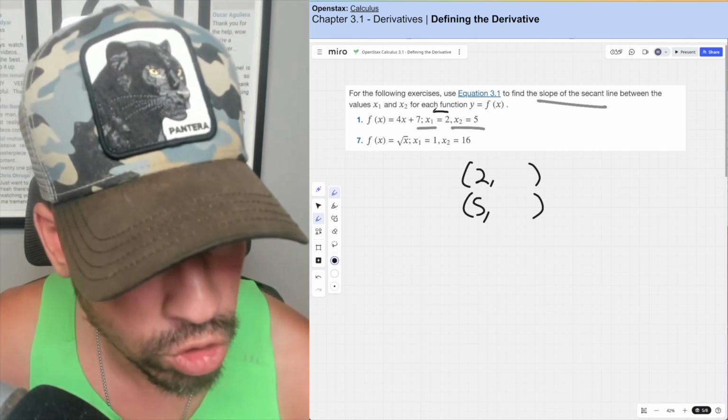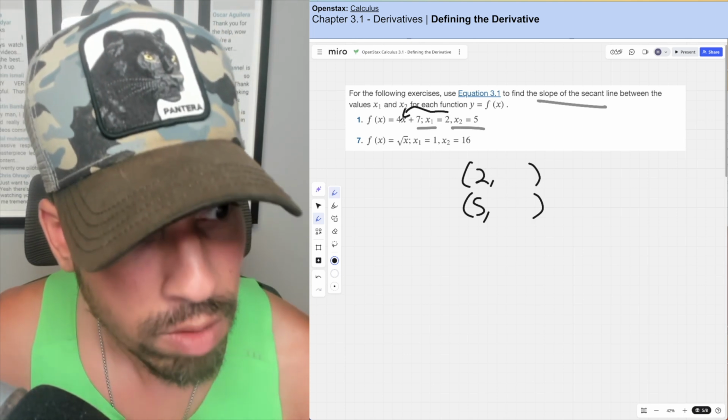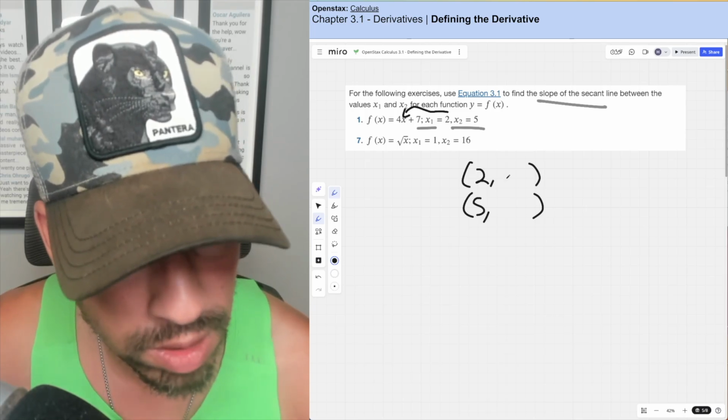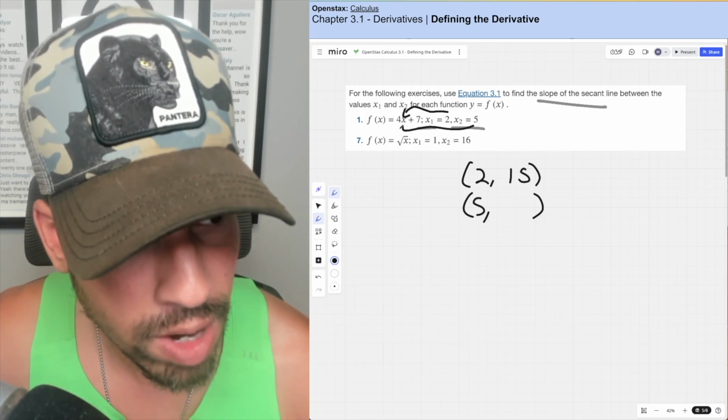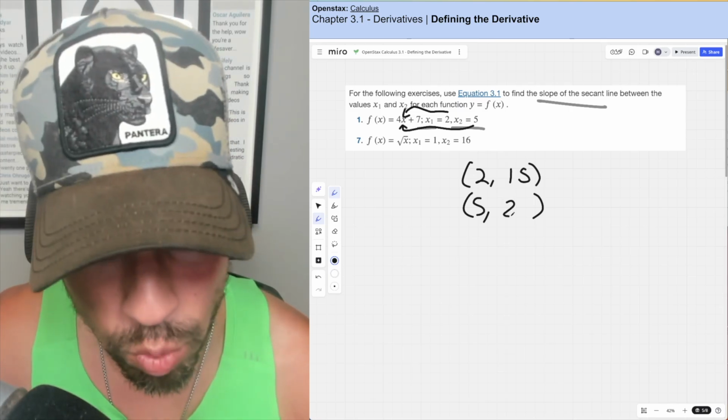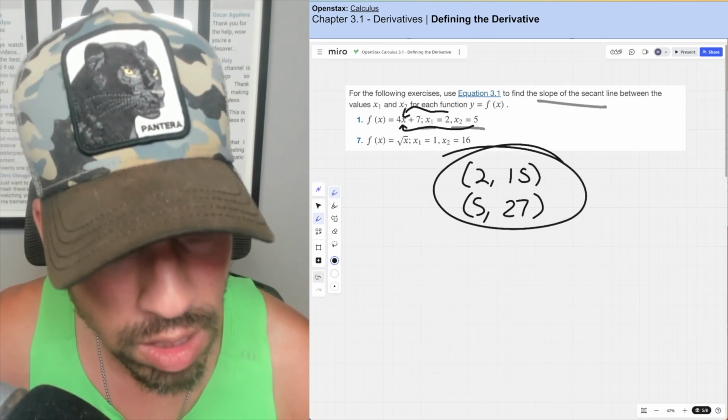So first I'm going to plug 2 into this linear equation. 4 times 2 is 8 plus 7 is 15. We plug in 5, we've got 5 times 4, which is 20 plus 7 is 27. So now I have my 2 coordinates. Now we're going to calculate slope.